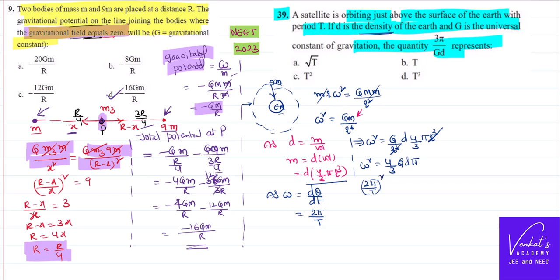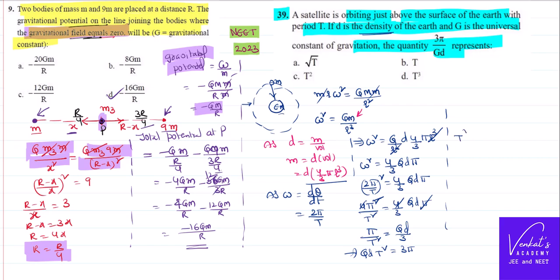So 2 pi by T whole square equal to 4 by 3 G d pi. That is 4 pi square by T square equal to 4 by 3 G d pi. 4 and 4 can be cancelled. One pi will cancel. So what is remaining is pi by T square equal to Gd by 3. If you cross multiply, T square equal to 3 pi by Gd, where d is density. He is asking in the question what this 3 pi by Gd represents. It's obvious that it represents T square. That is the answer for the problem.